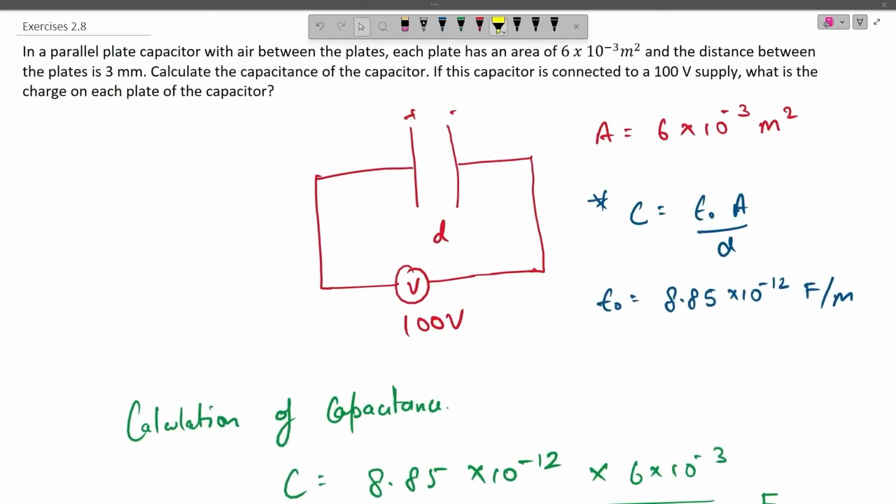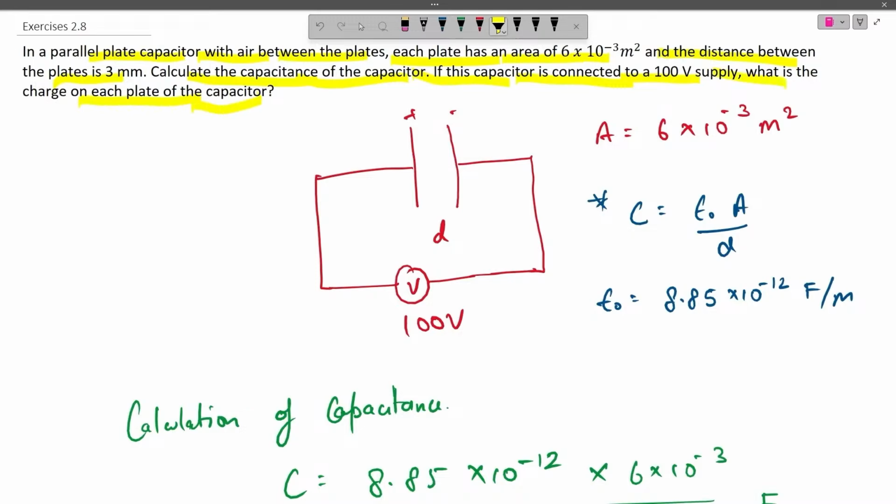The question says that in a parallel plate capacitor with air between the plates, each plate has an area of 6 into 10 to the power minus 3 meter square, and the distance between the plates is 3 millimeter. Calculate the capacitance of the capacitor. If the capacitor is connected to a 100 volt supply, what is the charge on each plate of the capacitor?